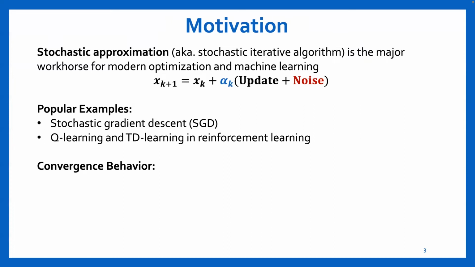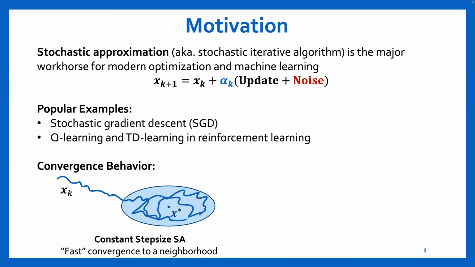In terms of convergence behavior, it is well known that if we use constant step size, and we look at the mean square convergence between x_k and the desired limit point x star, then the mean square error will converge very fast to a ball centered at the limit point x star. The size of the ball is proportional to the step size. So we do not have asymptotic convergence in this case. However, the convergence to the ball is very fast.